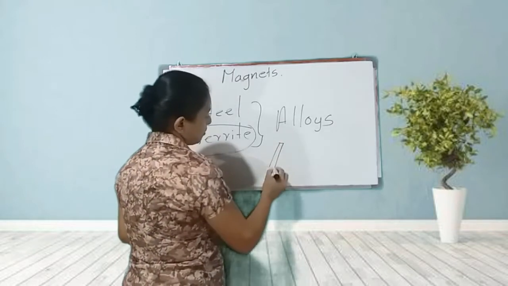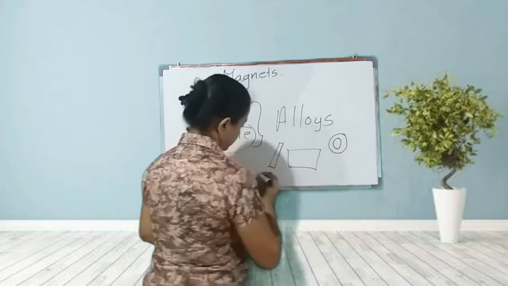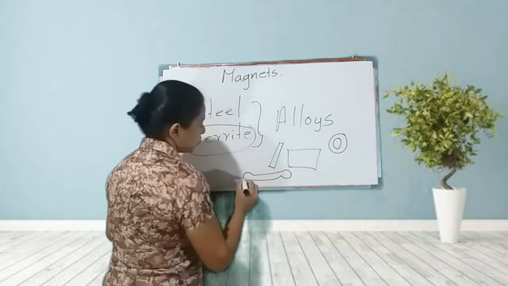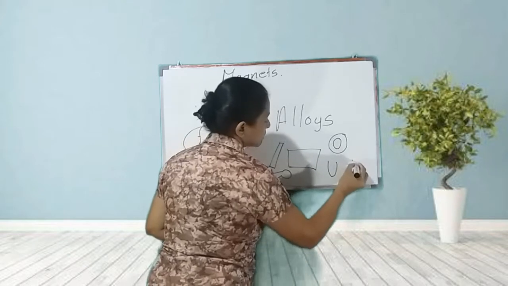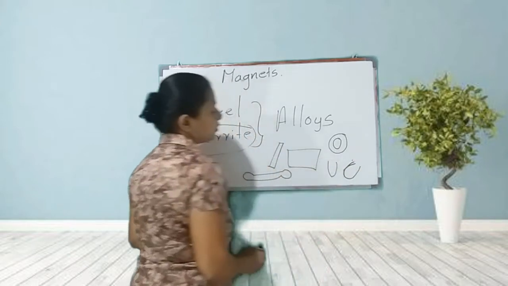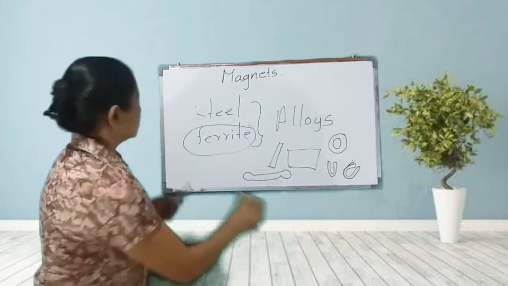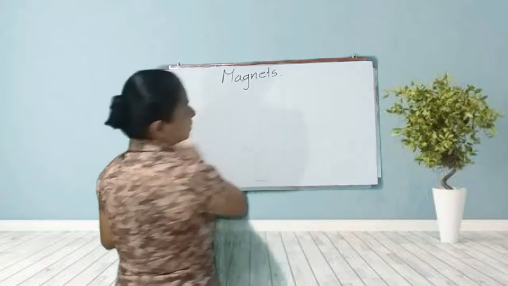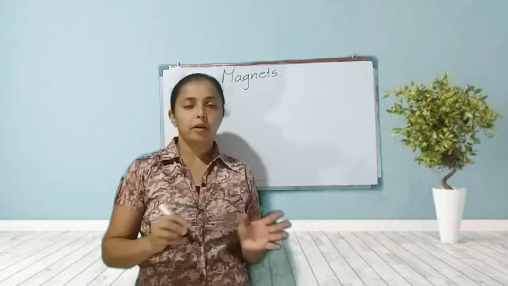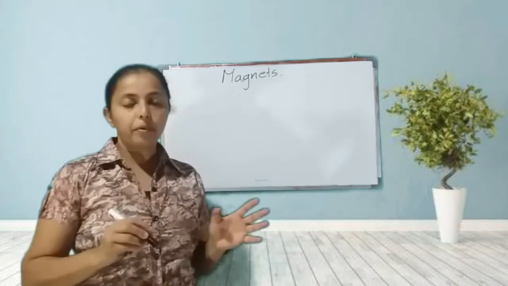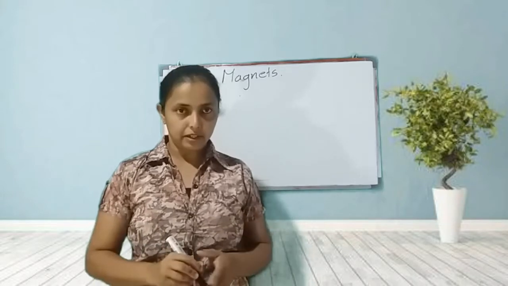You know there are several shapes of magnets: bar magnet, plate magnet, ring magnet, this one like a gulab jamun magnet, and U magnet, the horseshoe magnet. Right? Then magnetic property, or magnetism, is a property of materials.